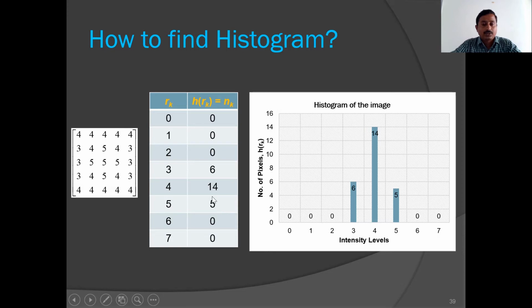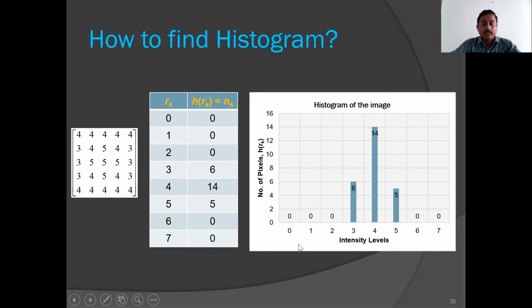Now let us cross check this sum. It should be 25, because this is the number of pixels. How many pixels are there in this image? That is 5 into 5, that is 25. So the summation is 25, which is correct. Now if you plot the bar graph for this, you will get the histogram of that image. This is how we find out the histogram of any image.